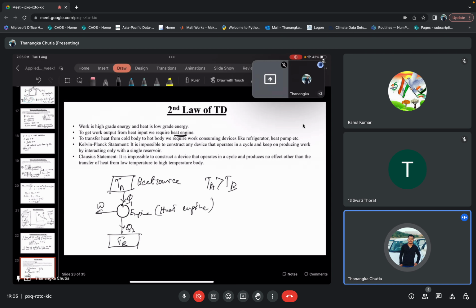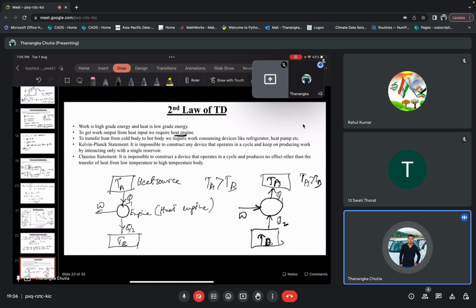So if you want to do the same thing, Tb is here and Ta is here, and again my Ta is greater than Tb. Now your purpose is to take heat from here to here. So in that case you will require a work consuming device, which will do some external work to take out heat from this cold body and dissipate it into the hot body.